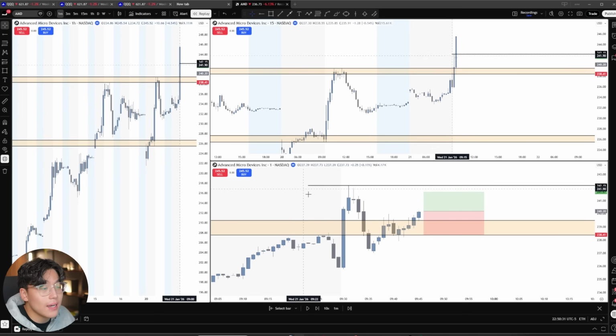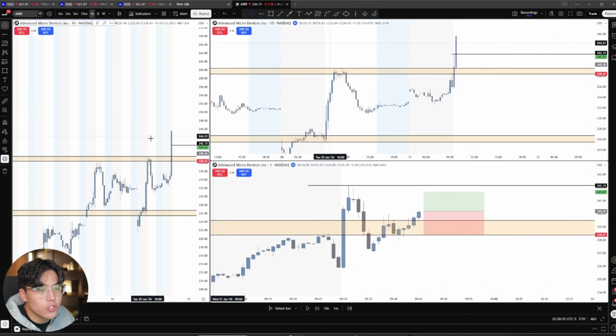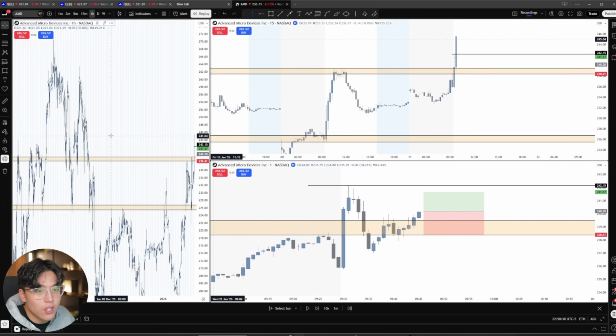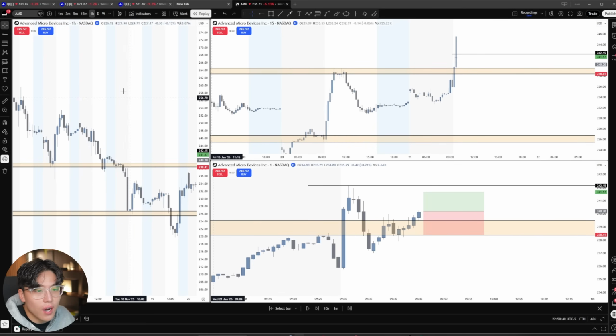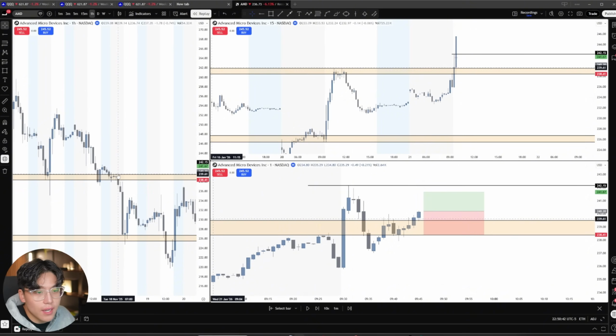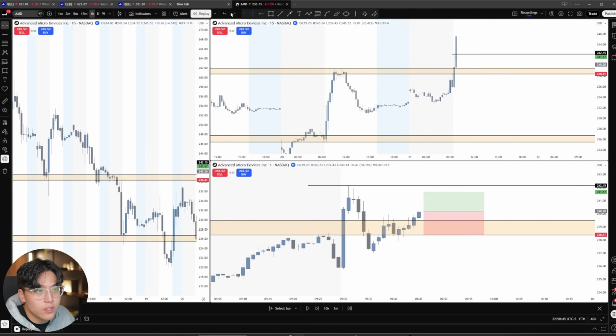Number one, I can have some targets just based off of our internal level. If we go back onto the hourly chart, we can go back and look left here on the higher time frames to look for higher time frame key levels here as well. So the next level above this 240, of course, is going to be now our 248.